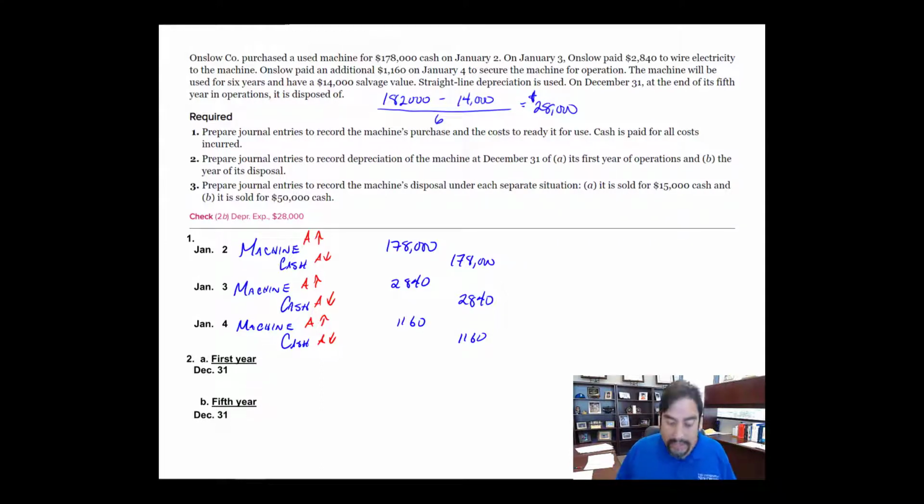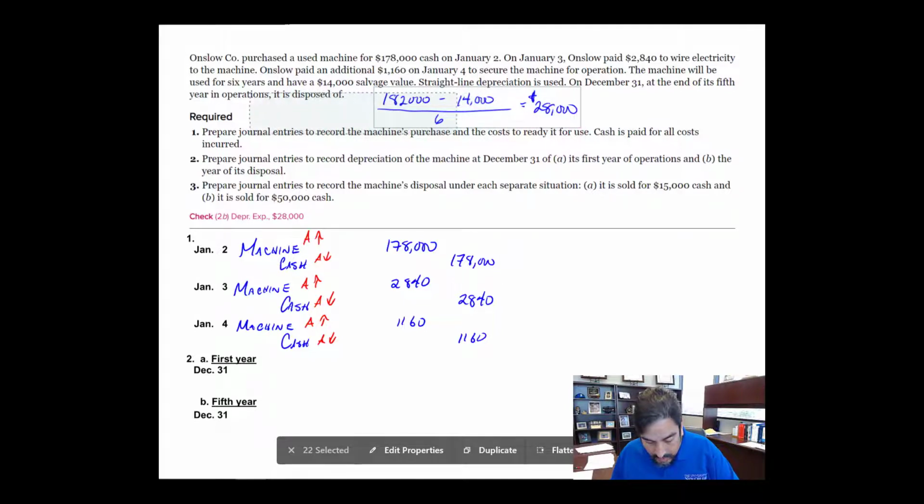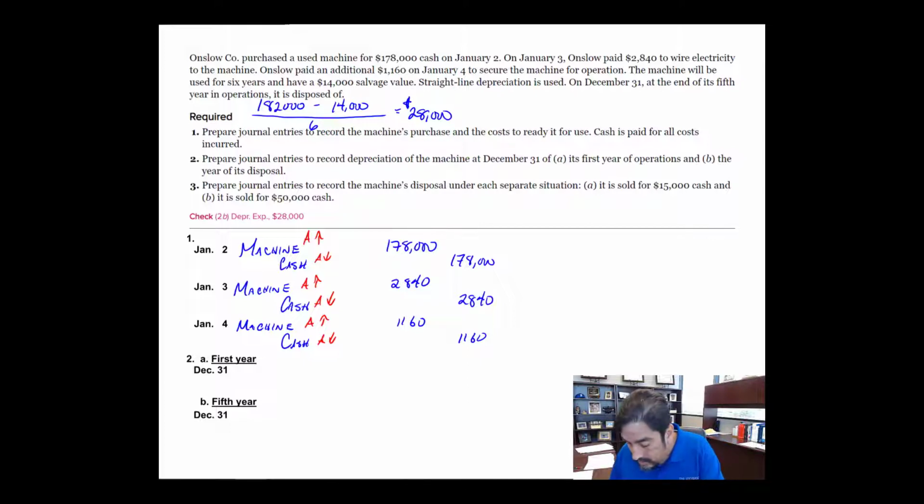That's our annual depreciation. So I'm going to make a T account. Let's see where I can fit this T account. Let me scoop this over a bit. Maybe that'll help. There we go. Let's make a T account over here.